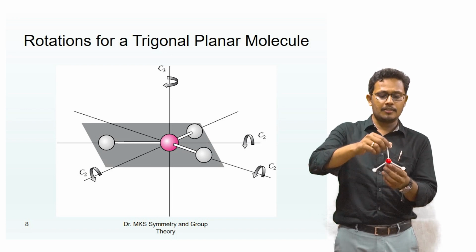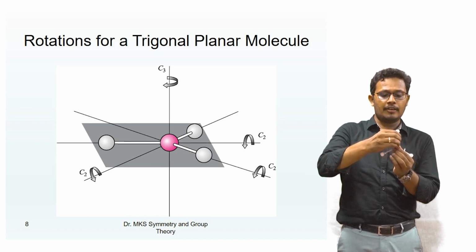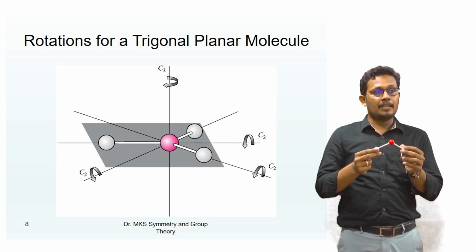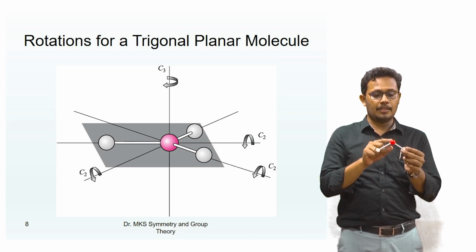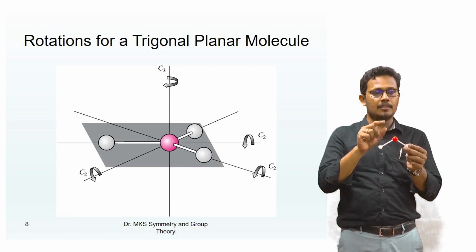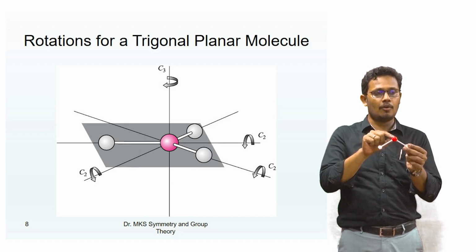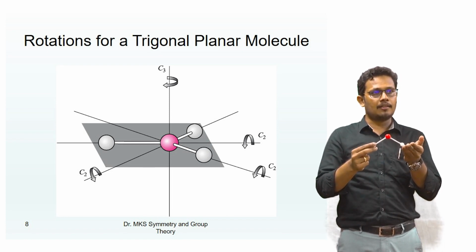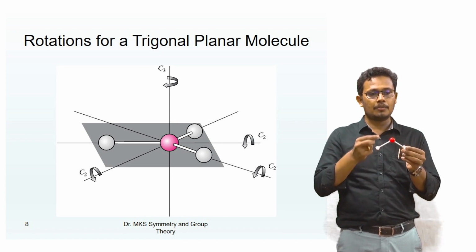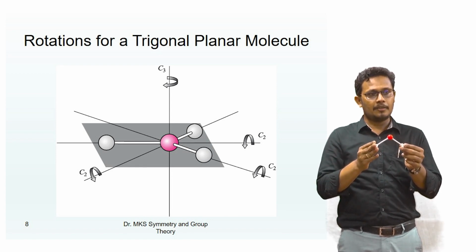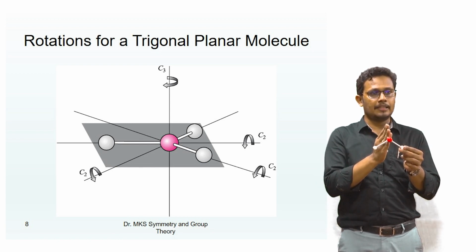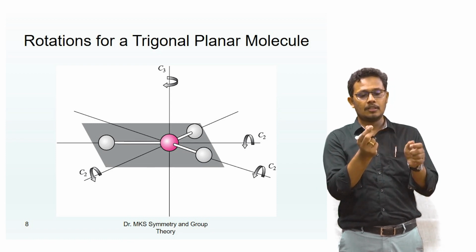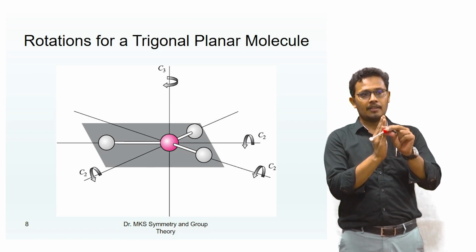Otherwise, you consider it like this. If I remove this element, BF3, I have taken BF3 as an example. You neglect this and consider water. Here we have oxygen, and here we have hydrogen, and another hydrogen. A plane of symmetry means we are placing a plane here. Just place a mirror here. If you place a mirror here, what happens?